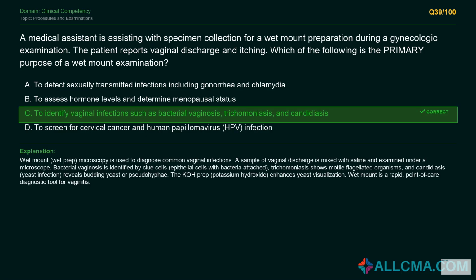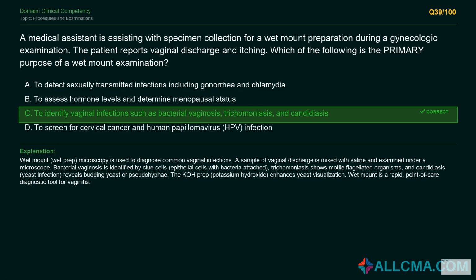The correct answer is C. Wet mount, wet prep, microscopy is used to diagnose common vaginal infections. A sample of vaginal discharge is mixed with saline and examined under a microscope. Bacterial vaginosis is identified by clue cells, epithelial cells with bacteria attached. Trichomoniasis shows motile flagellated organisms, and candidiasis, yeast infection, reveals budding yeast or pseudohyphae.